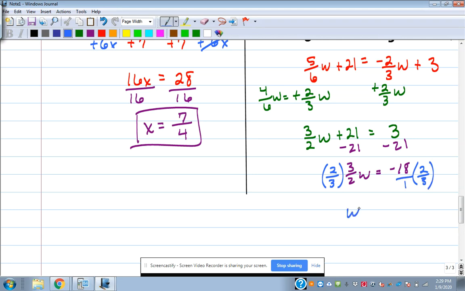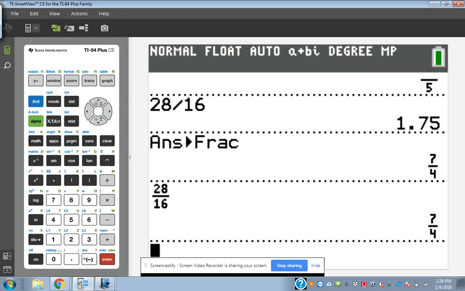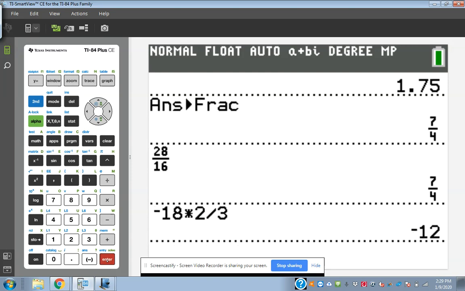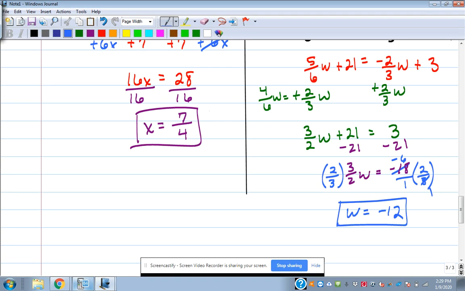And I can cross cancel a little bit with that. 1, -6, that'd be -12. And if I did that with a calculator again, I'd just say -18 times 2 divided by 3. There, get that. Nothing too bad right there. It's pretty good.